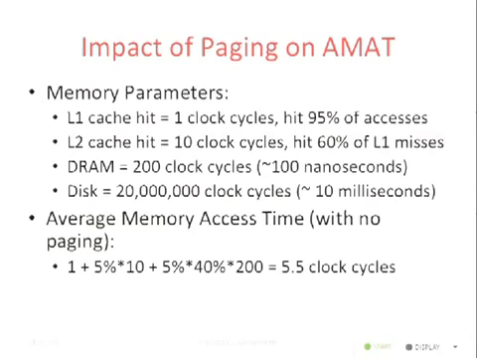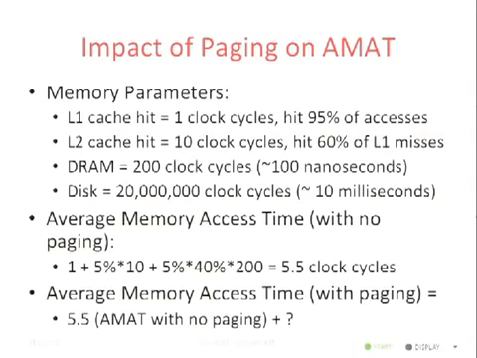we pay 1 cycle to go to L1. 5% of the time, we have to pay 10 cycles to find what we want in L2. And then 40% of those times, what we want isn't in L2, and we've got to go to memory, and that costs us 200 clock cycles. So if you do that calculation, your average memory access time is 5.5 cycles, which is kind of a bummer because we would like to run things faster than that, but that's what you get. Now let's do the calculation.